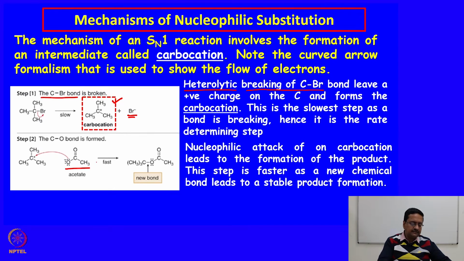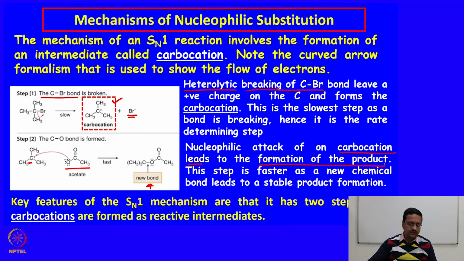nucleophile comes and attacks the electrophilic carbon center of the carbocation, and a new bond is formed. So, nucleophilic attack on the carbocation leads to the formation of the product. This step is faster as new chemical bonds lead to a stable product. Key features of the SN1 mechanism are that it has 2 steps and carbocations are formed as reactive intermediates, compared to the transition state in the SN2 reaction.